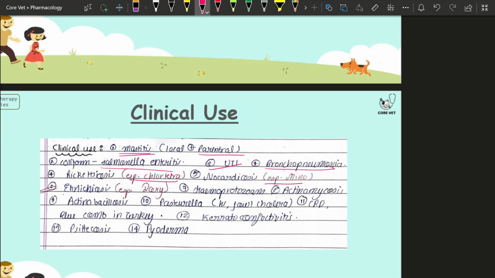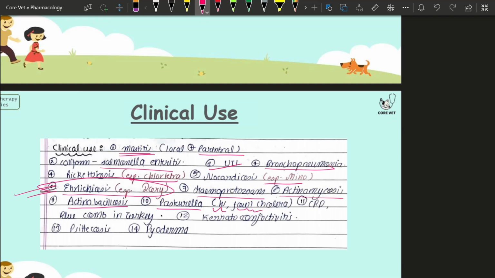And for ehrlichiosis, we use what? Doxycycline, especially. Okay, hemoprotozoans could also be treated. Actinomycosis could be treated. Actinobacillosis can be treated through this particular tetracycline. Pasteurella cases like HS, and fowl cholera, which are due to Pasteurella, could also be treated, right?